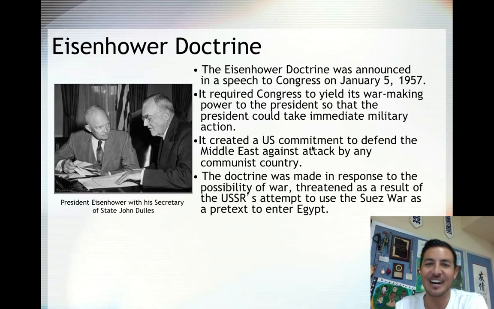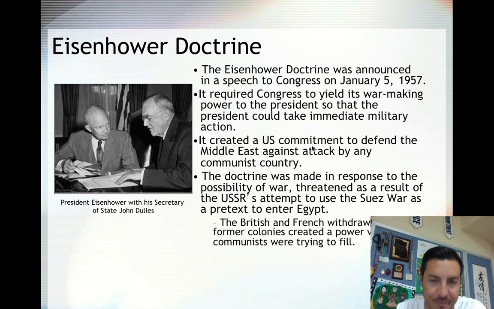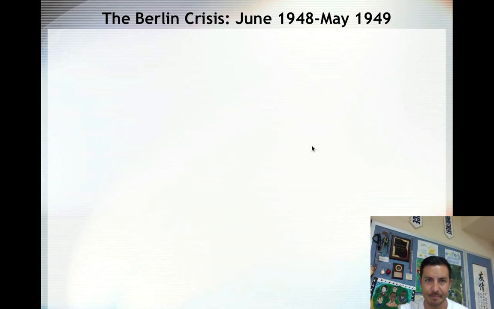My apologies. But anyways, the doctrine was made in response to the possibility of war threatened as a result of the USSR's attempt to use the Suez Canal as a pretext to enter Egypt. So now you can see that they're going to a part of Asia called the Middle East. And so the Middle East is going to start getting involved. So we're seeing all parts of the world starting to decide, is it going to be capitalist and democratic, or are we going to be communist with these kind of what we call puppet regimes? All right. So again, the big idea of the Eisenhower Doctrine is just getting the powers to start war to scare the Soviet Union, which kind of falls under that theme of brinksmanship.